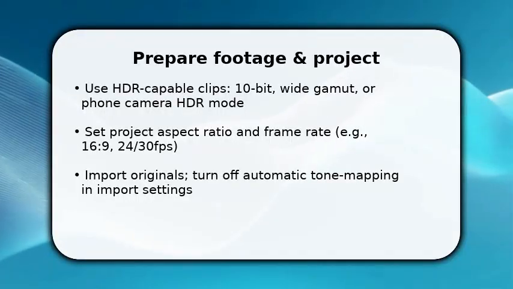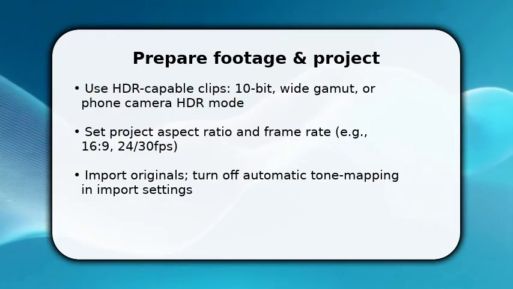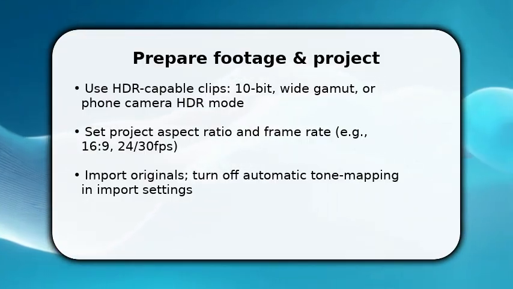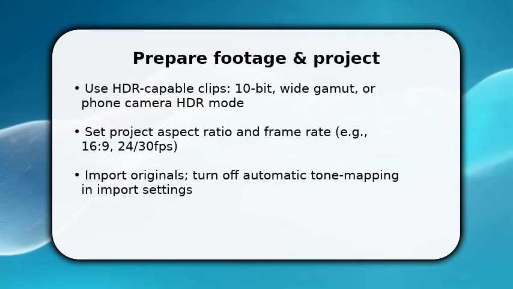You start by choosing true HDR clips, 10-bit or phone HDR captures, and create a matching project. Set the aspect ratio and frame rate to match your source. Do not let CapCut auto-convert color. Once imported, check clip metadata and disable any automatic tone mapping so you retain highlight detail. This ensures you work on the native dynamic range.